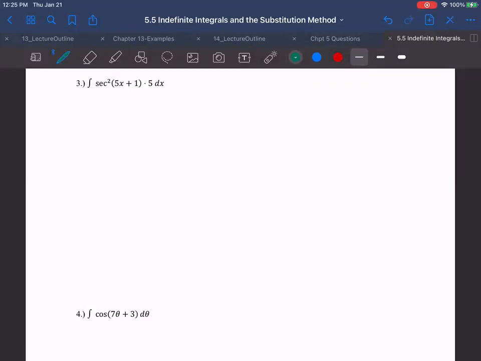All right, so for this one, we're going to use u equals 5x plus 1. That then gives us that du is 5 dx, which then gives us that dx equals du over 5. So this becomes integral secant squared of u times 5 times du over 5. So our 5s will cancel just like that.